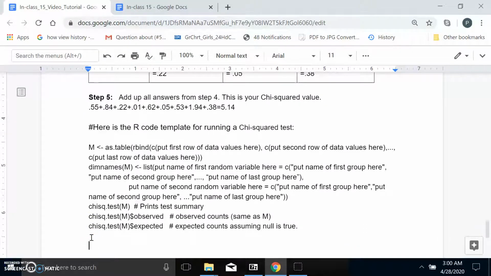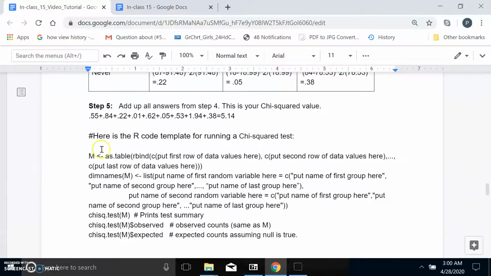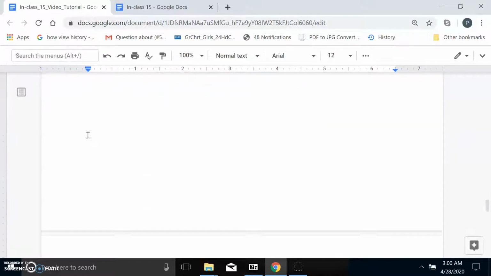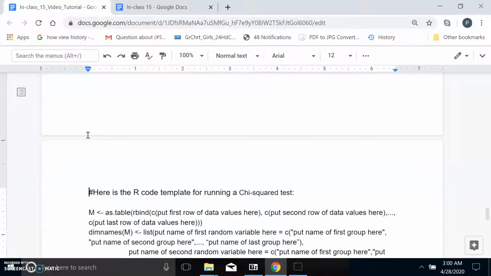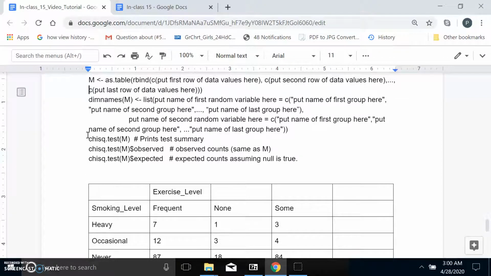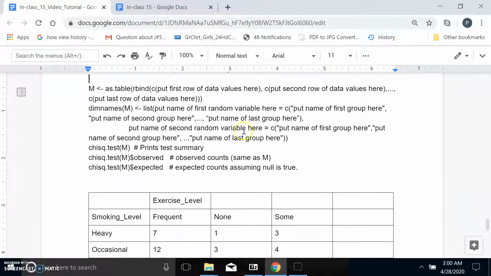Okay, so I'm going to paste my table from the beginning. So there it is. Let's move this to a new page so I can look at it better. Okay, so let's start filling some stuff in here. It says put first row of data values here. So our first row is 713. Let's put it here. So it'll be 7, 1, 3. Okay, so that's the first row.